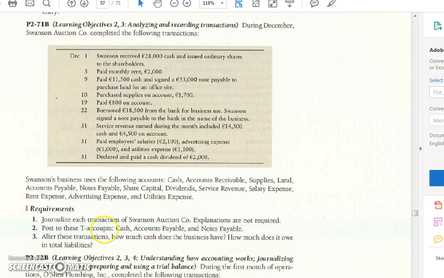Then post them to the T accounts, and these are the T accounts they want you to post to: cash, accounts payable, notes payable. Then decide how much cash the business has and how much it owes in total liabilities. This is a Swenson auction, and an auction usually works on a cash basis. Now let's see what those answers are. You should pause the video, work it out, and then let's take a look at the answers.